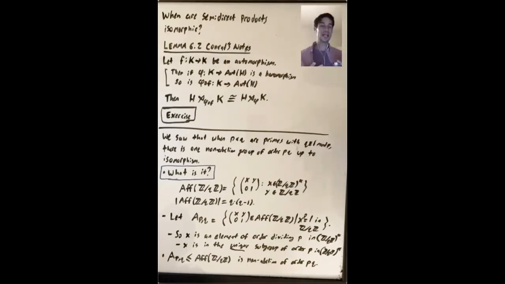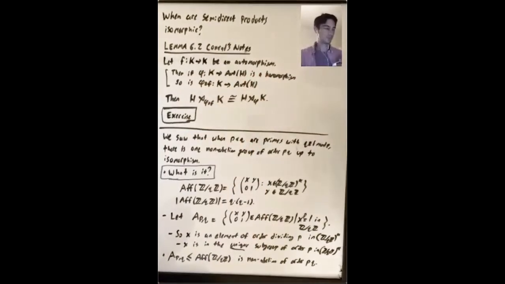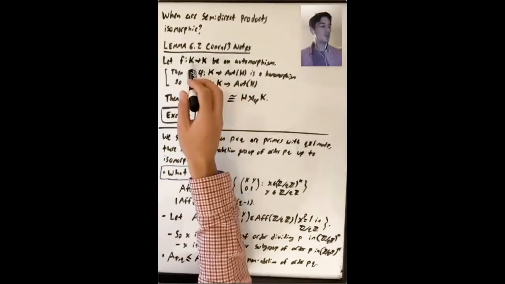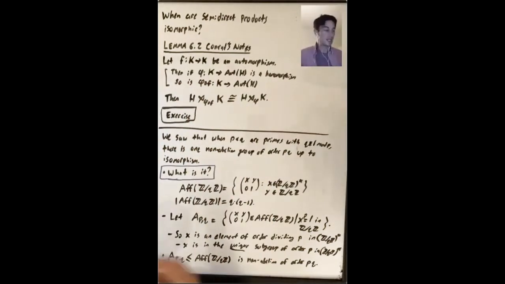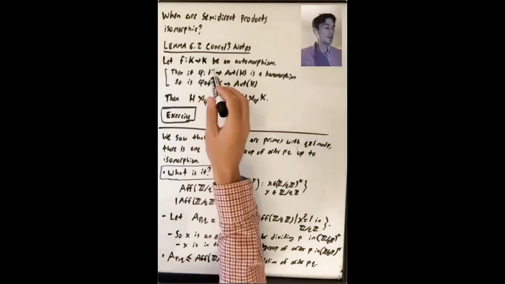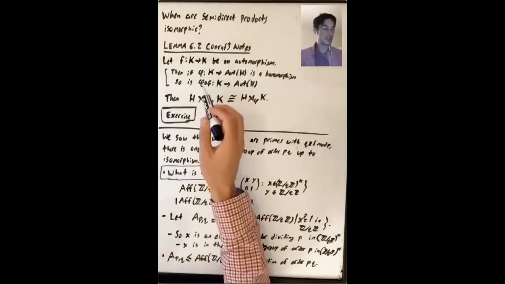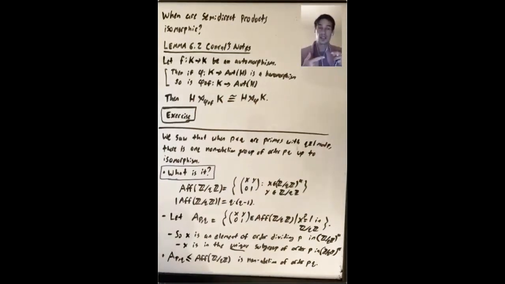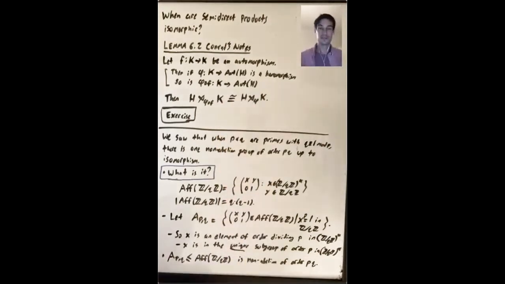It's closely related to Lemma 6.2 in Conrad's semidirect products notes, which says that if F is an automorphism of K, so F from K to K is an automorphism, what does that mean? Well, that means whenever you have phi from K to Aut(H), a homomorphism, you also have another homomorphism that is phi following F. So you do the automorphism first, and then you apply the homomorphism. So that's also a homomorphism from K to Aut(H).